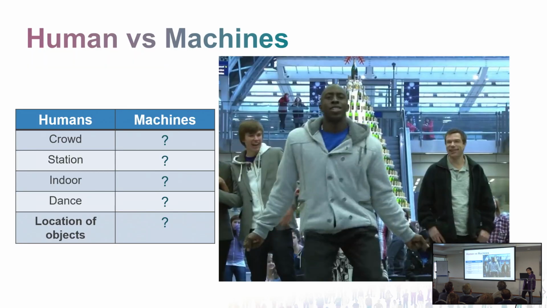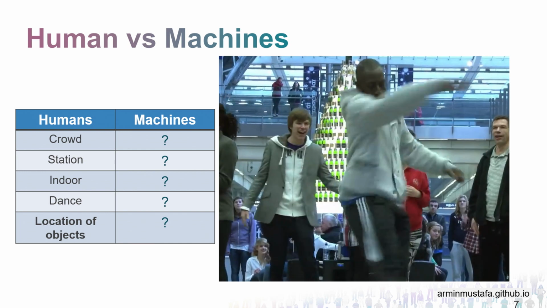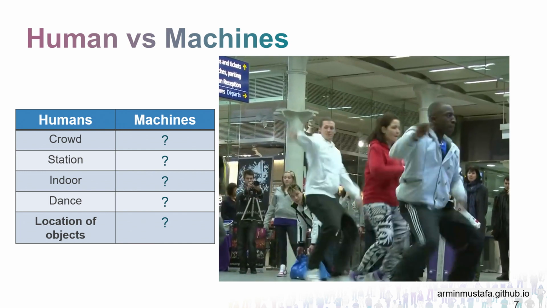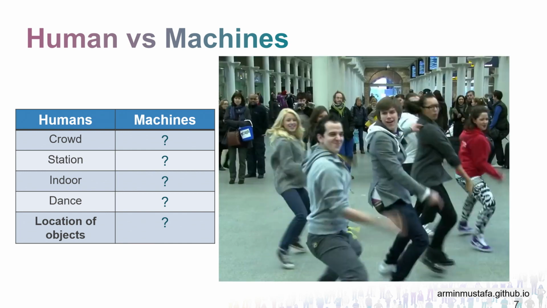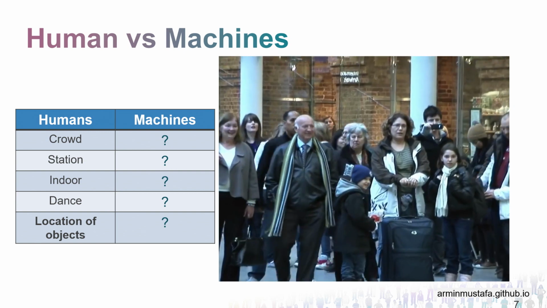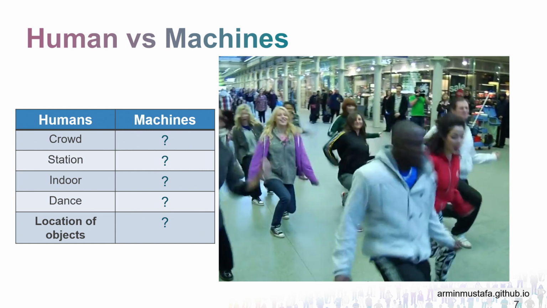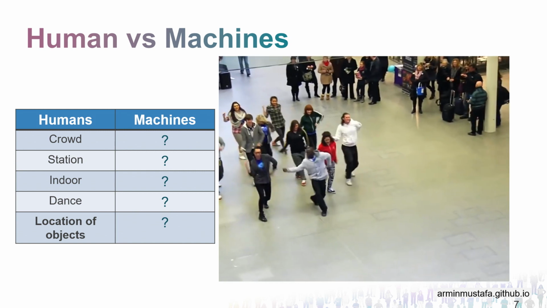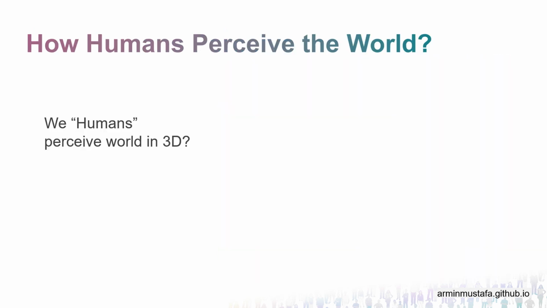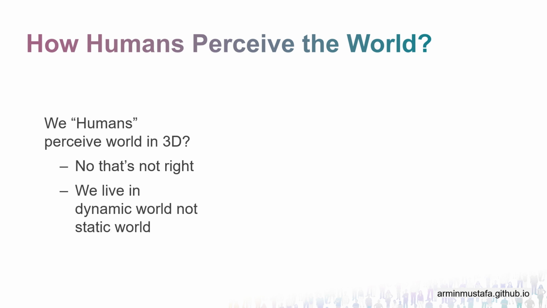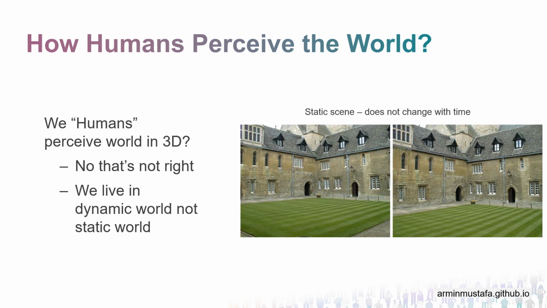So let's start with the 4D vision. So when you see this video, you can understand so many things from this video, right? So you can see there is a crowd, it's a station, it's indoor, and people are dancing and stuff like that. But if you feed this video to a machine, it will not make sense to the machine. So how do we perceive the world? Do we perceive the world in 3D? That's the question. No, but we live in a dynamic world. We don't live in a static world. So what is a static scene? A static scene is something which does not change with time.